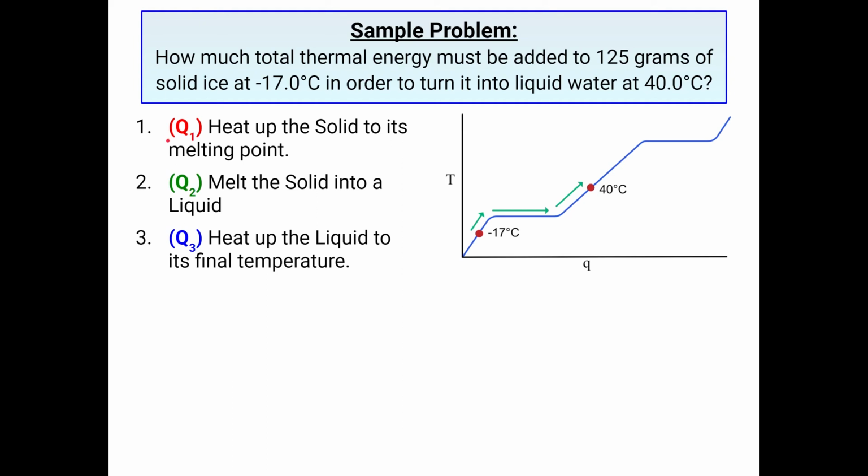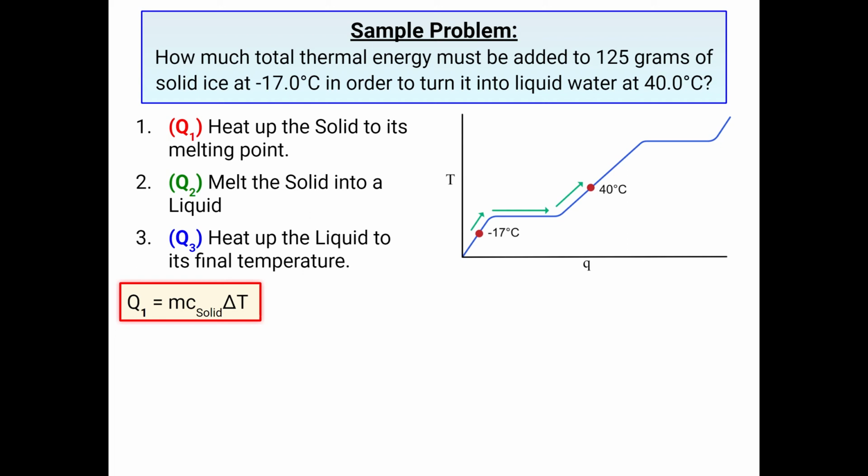Okay, so the first thing we need to figure out is how much heat is needed to take the solid ice from negative 17 degrees to its melting point, which would be at 0 degrees. So here's the first formula I would use. Q1, which would be the energy required for part 1, is equal to mcΔT. Again, m stands for mass, c stands for the specific heat capacity of the material, and delta T means the change in temperature. Usually it means the increase in temperature.